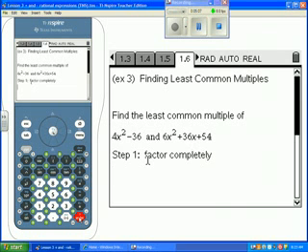Does 4x squared minus 36 have a GCF? Yeah. What is it? 4. You could pull a 4 out of 4x squared, you could pull a 4 out of 36. So put a 4 in a set of parentheses. What's going to go in that set of parentheses if we factor out a 4? x squared minus 9.